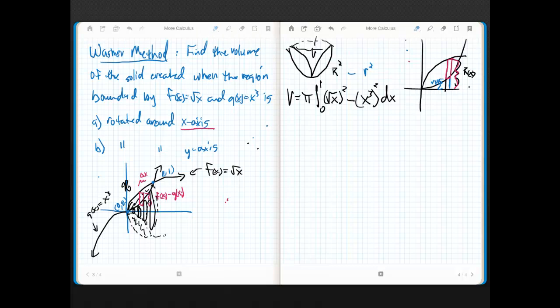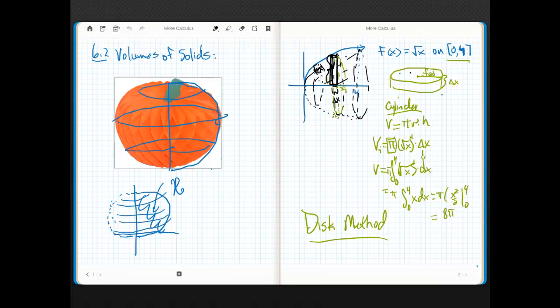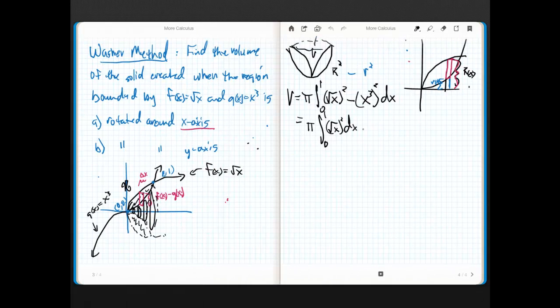All right, now again, we know that the integral of a sum is the sum of the integrals. So I could just as easily say, okay, this is going to be pi times the integral from 0 to 1 of the square root of x squared dx. Well, what does that give us? That gives us exactly the same thing as this one, only instead of from 0 to 4, it's from 0 to 1, right? And then what do? I subtract out pi times the integral from 0 to 1 of x cubed squared dx.